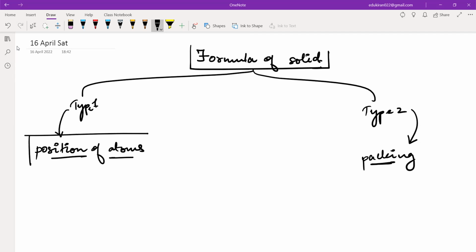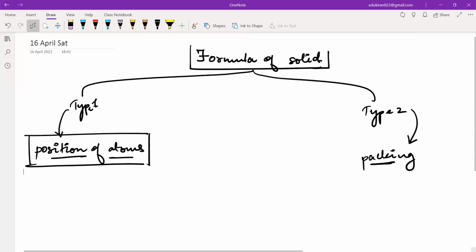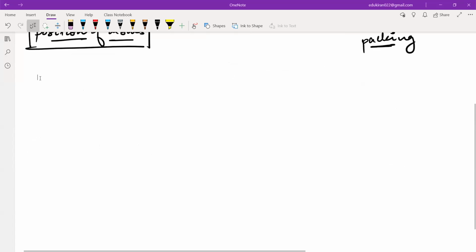So first of all, we'll look at type 1, that is when you are given just the position of atoms, and this is the easier type. This is an easier type of question. So let's write the first question. Don't worry, I will do the first question, okay? And you will get the hang of it very easily.